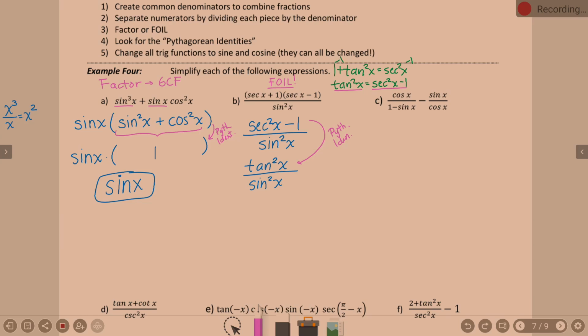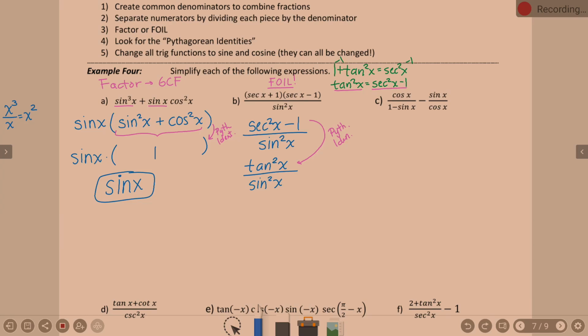What do we know about tangent? Tangent equals sine over cosine, according to our quotient identity. So that means that tangent squared is sine squared over cosine squared. Now, Logan read it off as sine squared over cosine squared over sine squared, which you can think of it that way. I'm also going to show writing it horizontally because I think that's going to make more sense to you on this problem. And I'm going to do that right before I switch to the fraction.